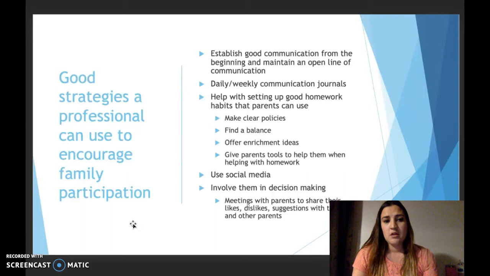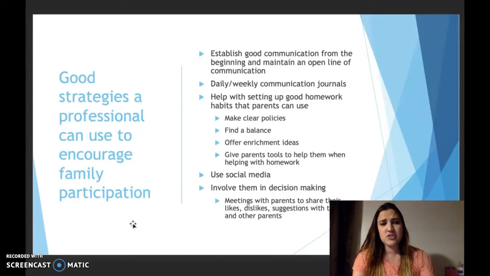And so setting up clear policies about here's what's expected of the students every day for homework or every week for homework, finding a balance. You don't want to give them too much or too little. Most children are not going to be able to handle 3 hours of homework in an evening on a daily basis. And so find a good balance. Find something to keep them engaged and further their education and further their learning of the objective without overwhelming them.